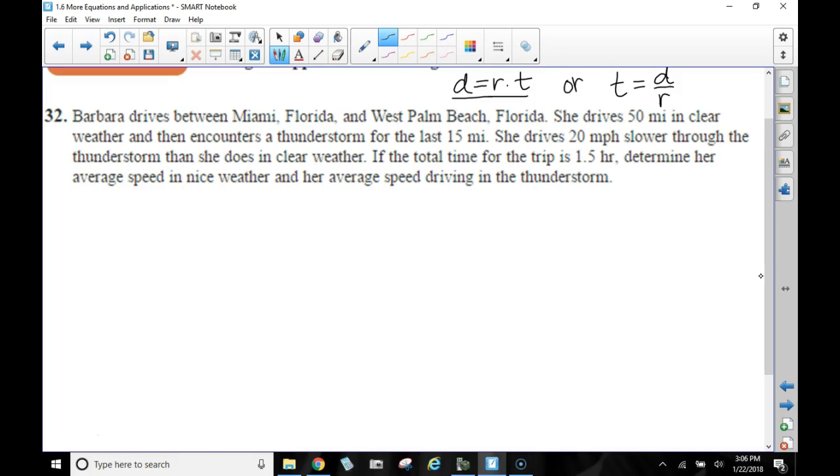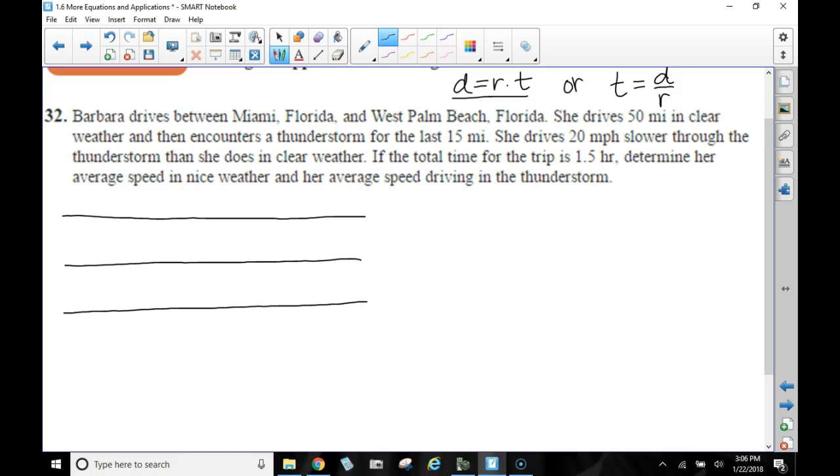We're looking for a rate here. What's her average speed in nice weather and what's her average speed driving in the thunderstorm? Remember, on these types of problems, it's helpful to set these up in a table. I'm going to compare her nice weather trip versus her during the thunderstorm trip. So in the second row here, I'm going to talk about her nice weather. And then we're going to discuss what happens with her driving in the thunderstorm.